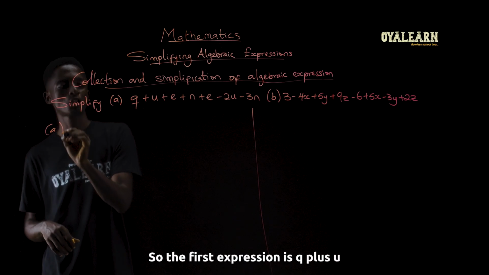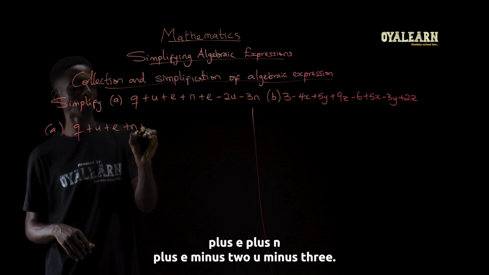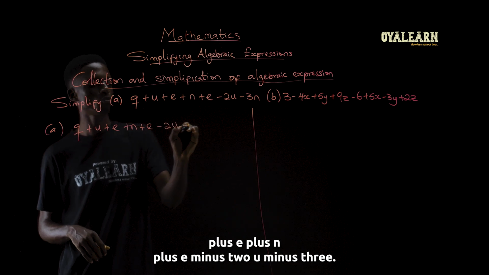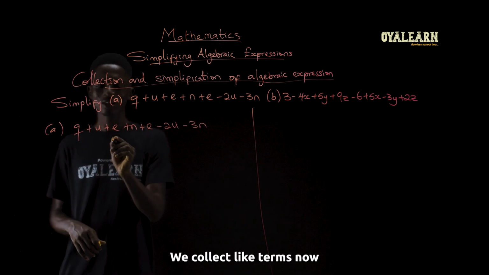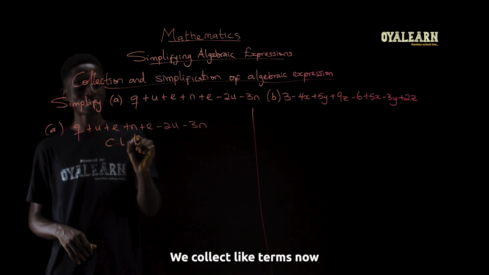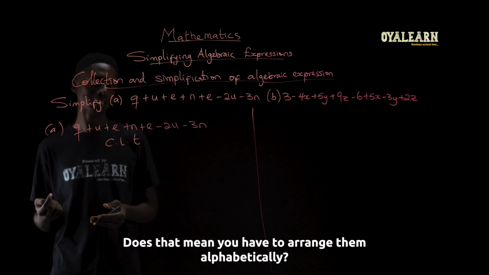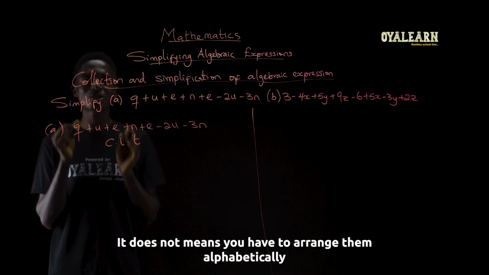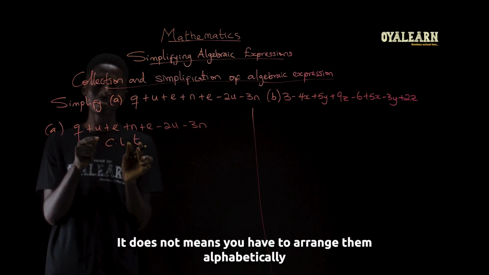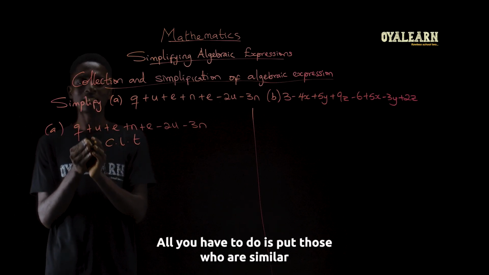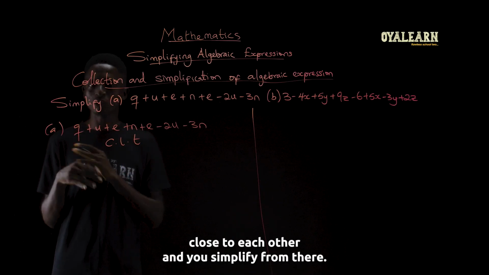So the first expression is q plus u plus e plus n plus e minus 2u minus 3n. Now what do we do here? We collect like terms. Now it does not mean you have to arrange them alphabetically. I have to stress this. It does not mean you have to arrange them alphabetically. Okay? All you have to do is put those who are similar close to each other and you simplify from there.